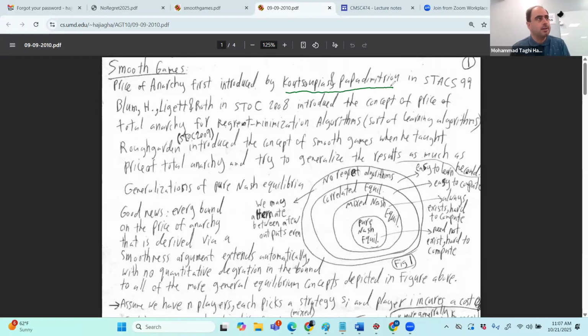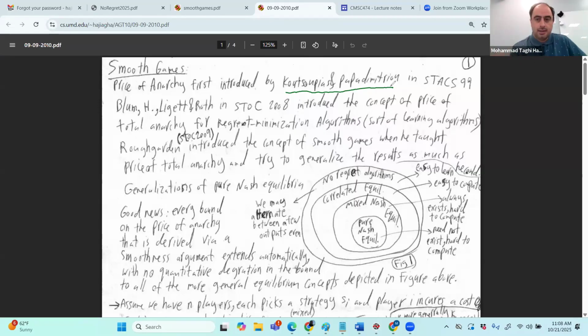What was the price of anarchy? If you have a Nash equilibrium, what is the situation of the worst Nash in terms of the social welfare compared to the optimum solution? That is the dictator that can essentially dictate which strategy the people can take. That's what price of anarchy is.